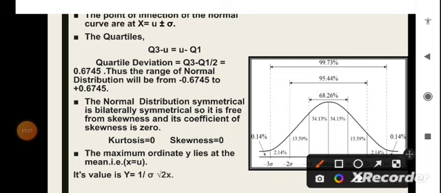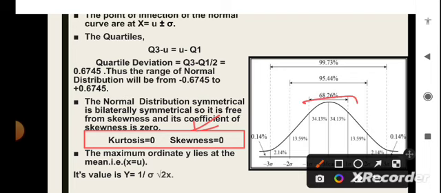The sixth important property of normal distribution is that it has zero skewness and zero kurtosis. Skewness tells us about the symmetry of any curve, whereas the kurtosis tells us about the peakedness of any curve. In the next video, we will know about these in detail.